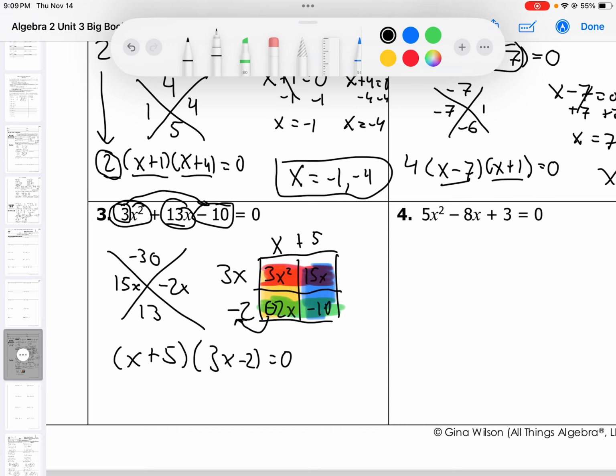Okay. So once I have these two factors, we will set them equal to 0 again, just like we did on the other one. So if we have x plus 5 equals 0, we'll solve that one by doing minus 5 on each side, and we'll get x equals negative 5. For 3x minus 2 equals 0, we'll start by adding 2 to both sides, and we'll get 3x equals 2. Then we need to divide by 3 on both sides, and we're going to get x equals 2/3. So the two numbers that we have for x are going to be negative 5 and 2/3, or 2 over 3.